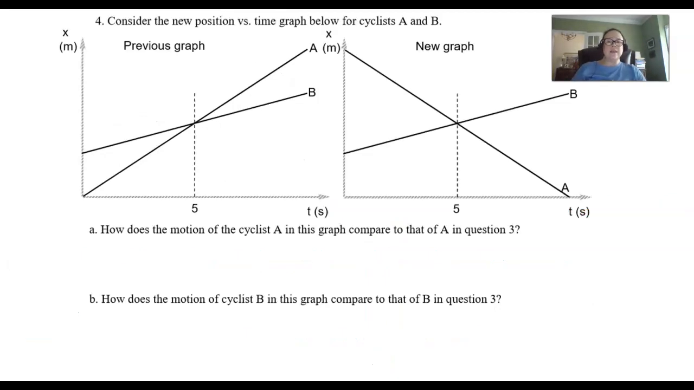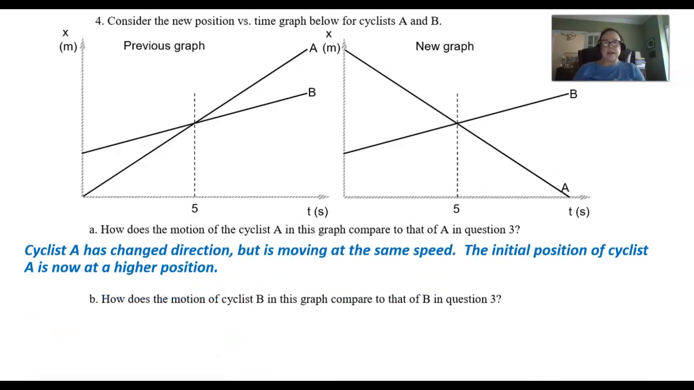Here they're showing the original graph, but on the right hand side they're giving us a new graph for these two bicyclists. And so first question is, how has the motion of cyclist A changed? And I can see that cyclist A has changed direction. I know that because the slope is now negative instead of being positive. But if I think about the amount of the slope, they look about the same. So I think cyclist A has changed direction but is moving at the same speed.